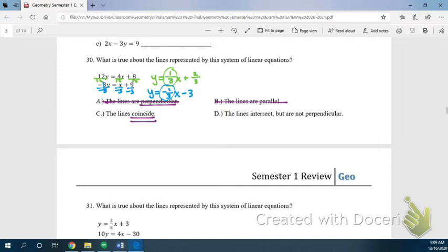Coincide would mean that they're the exact same line. They're not the exact same line, so that's not it. This next one says that they do intersect, but they're not perpendicular. Maybe they intersect, but not at 90-degree angles. D is going to be our answer for 30.